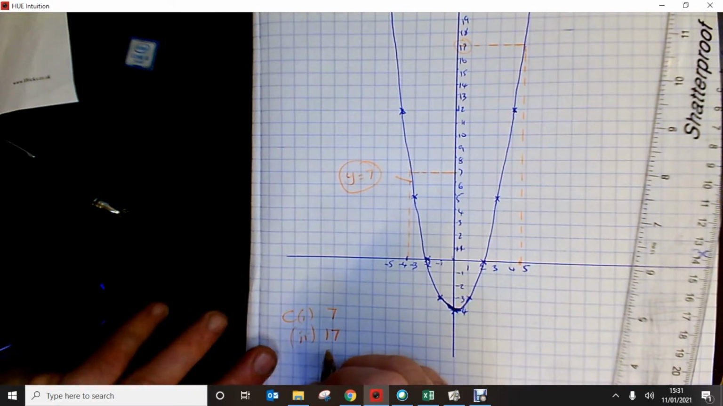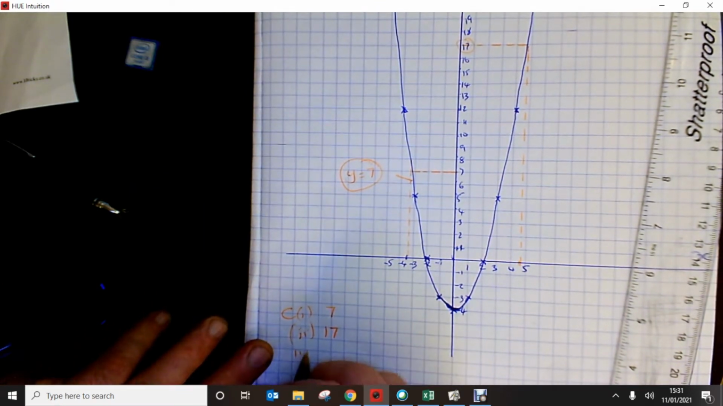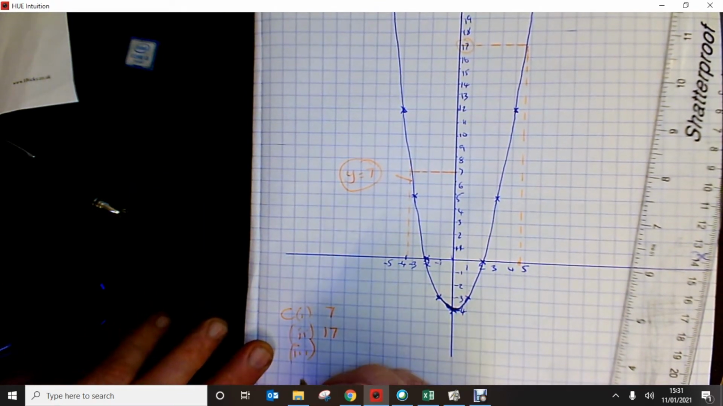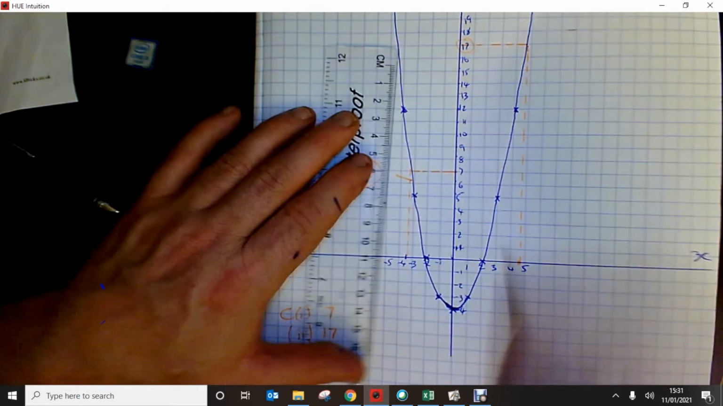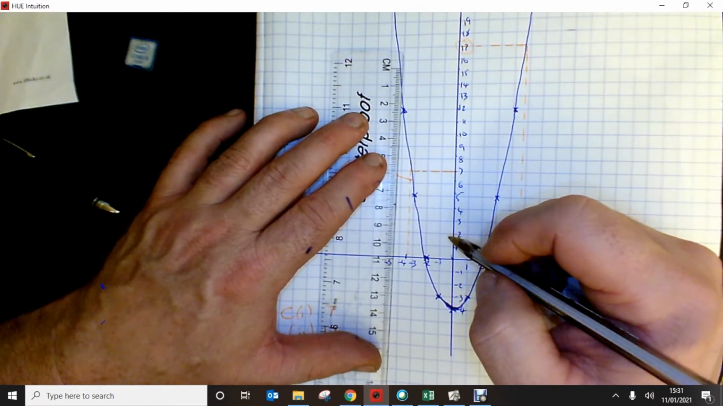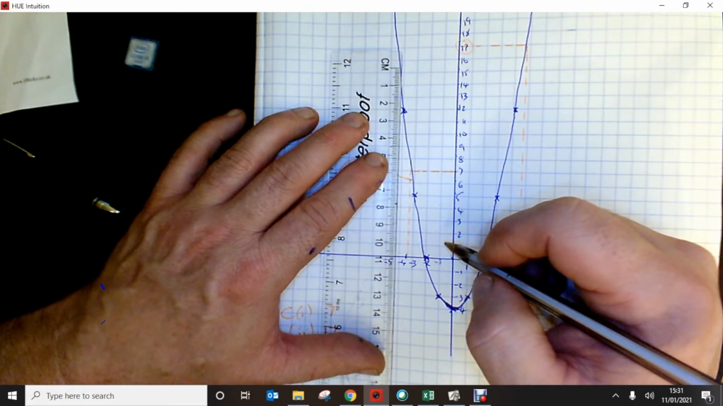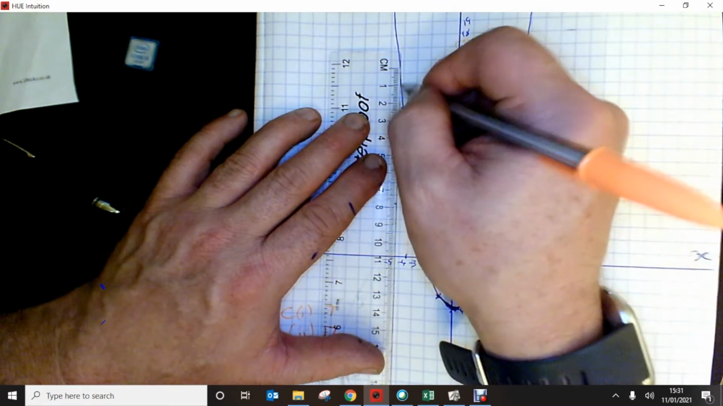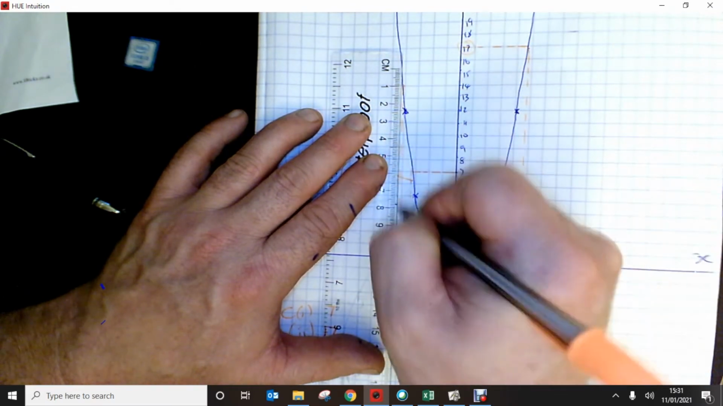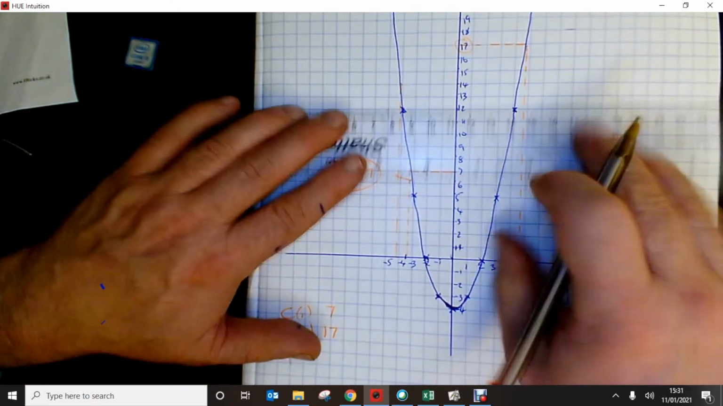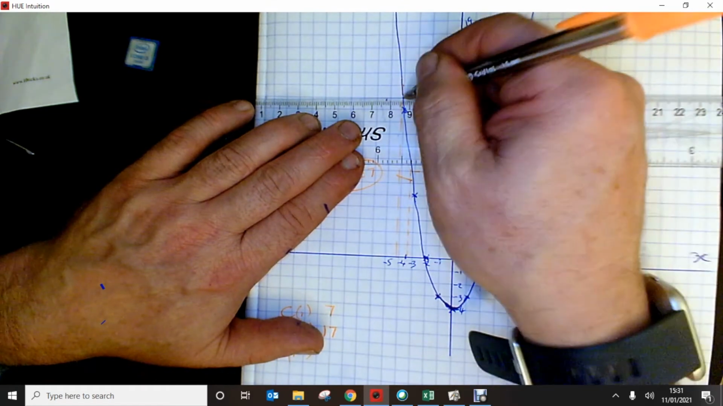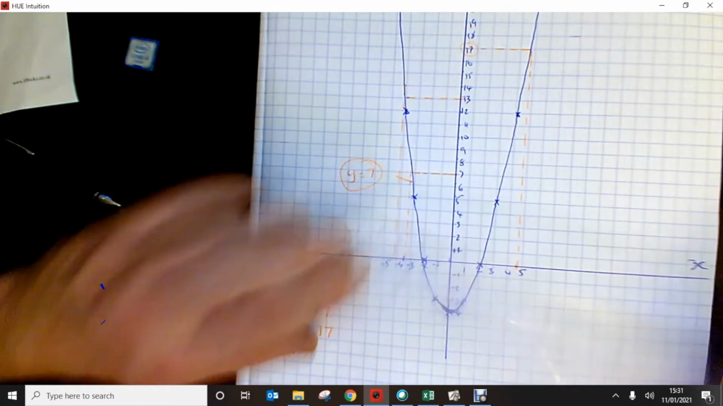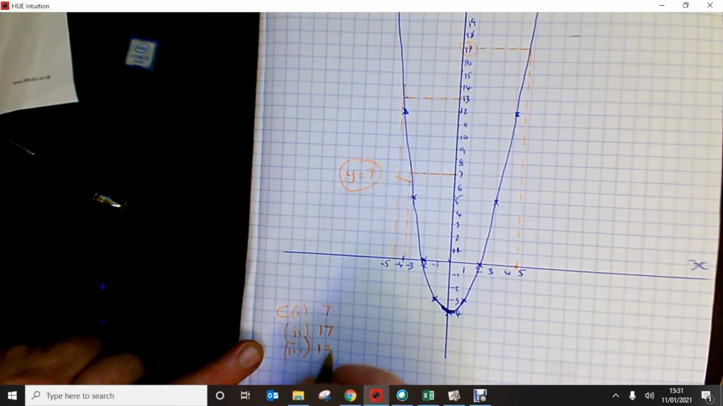And the last one, when x equals negative 4.2. And again, negative 4.2, there's negative 4. Negative 4.2 is going to take me up there. And at negative 4.2, we could say y is going to equal 13.